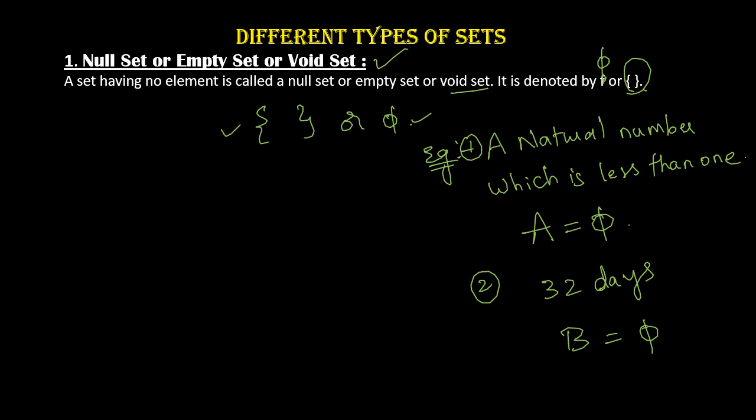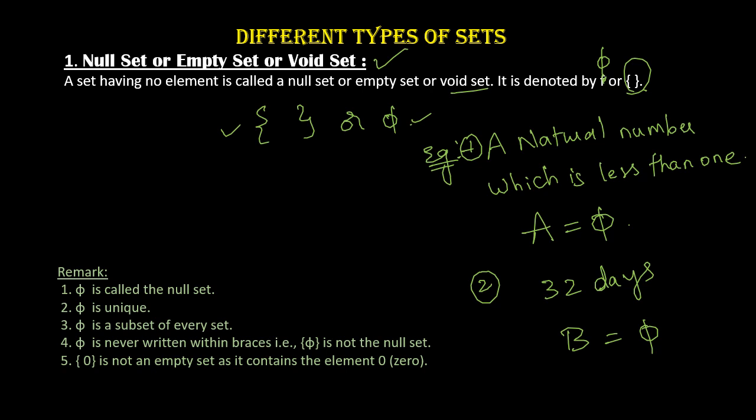Any doubts up to here? Yeah. So now let us see some remarks. We will call ϕ a null set. I already said this is the notation or the representation. Always ϕ will be unique. Agree? And we can say that ϕ is a subset of each and every set, because every set will contain one non-empty set. Agree? That is ϕ, right?